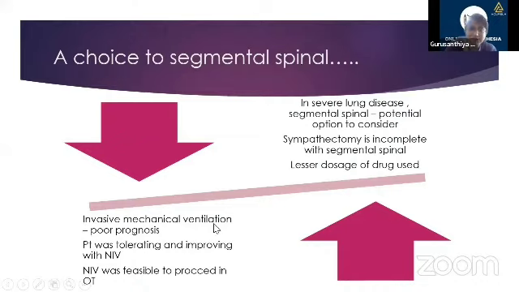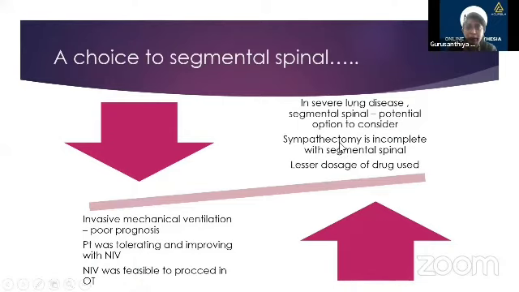Invasive mechanical ventilation was associated with a poor prognosis in a patient like this. Our patient was tolerating NIV and was improving with NIV. NIV was feasible to be used in the OT and to proceed also. The patient was comfortable with NIV rather than invasive mechanical ventilation, is what we thought from the picture of the patient who presented to us. In case of any severe lung disease, or where you think general anesthesia or invasive mechanical ventilation may compromise lung function, then segmental spinal anesthesia is a potential option to consider.